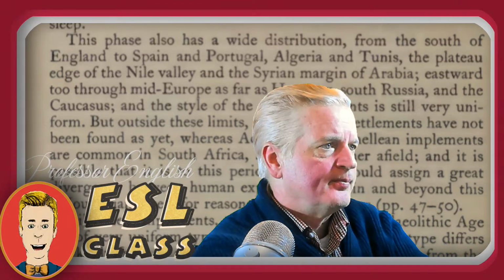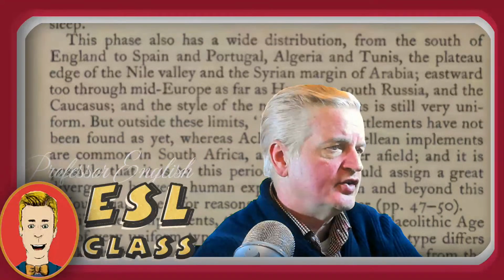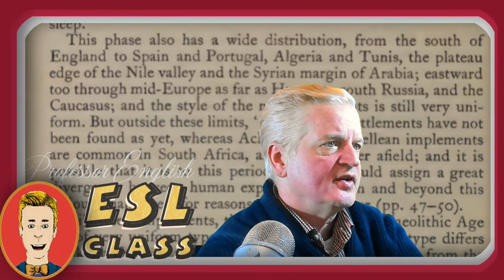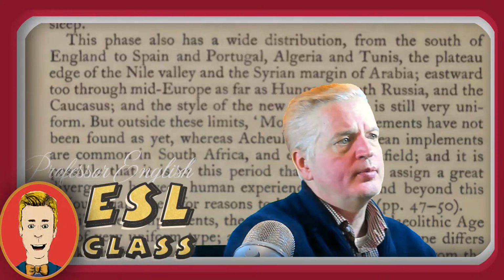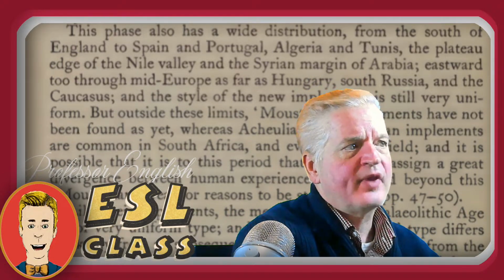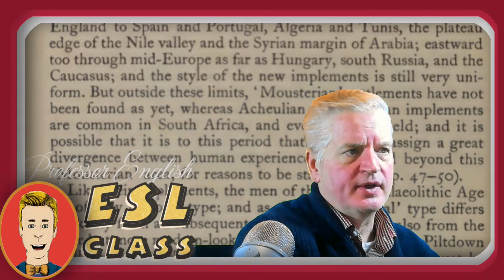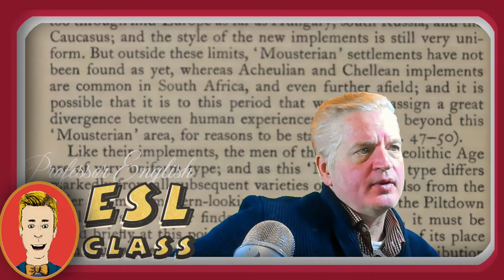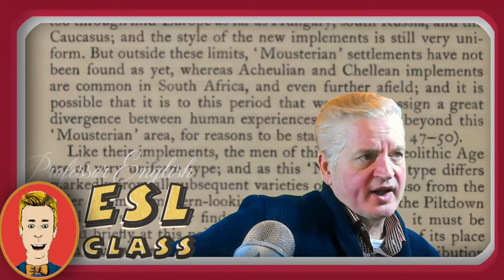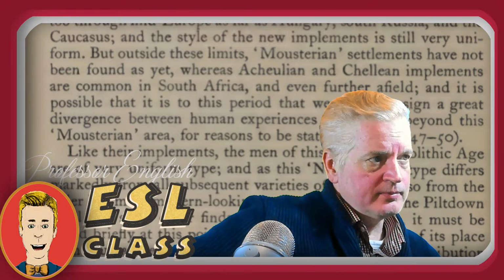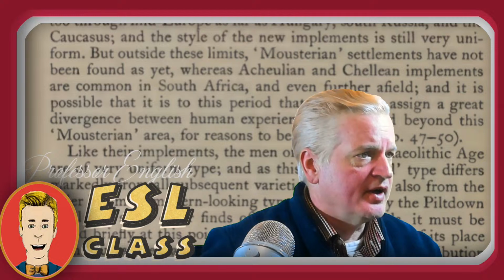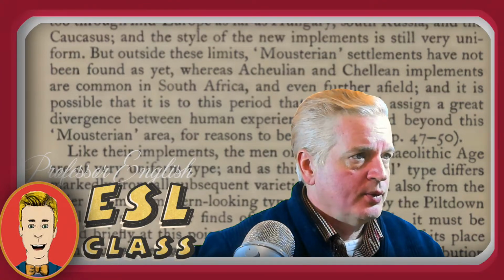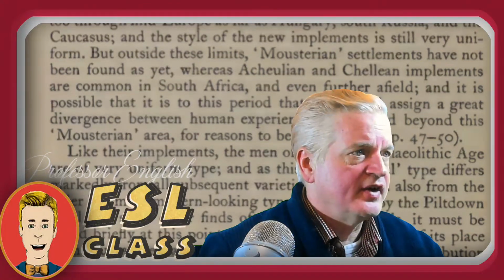This phase has a wide distribution from the south of England to Spain and Portugal, Algeria and Tunis, the plateau edge of the Nile Valley, and the Syrian margin of Arabia, eastward too, through mid-Europe as far as Hungary and South Russia and the Caucasus, and the style of the new implements is still very uniform. But outside these limits, Mousterian settlements have not been found as yet, whereas Acheulean and Chellean implements are common in South Africa and even further afield. So the very primitive tools you can find everywhere as far as South Africa.